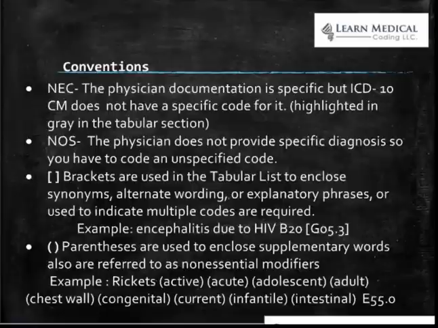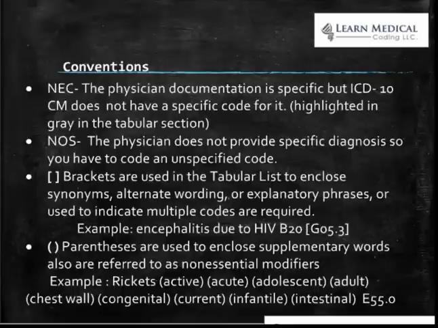Okay? These codes are as specific as the ICD-10-CM book allows, which means the physician documentation is specific, but if you look in the book, there's not a specific code for it within the ICD-10-CM book. Then you have the NOS code, which is not otherwise specified. Okay? What that means is the physician wasn't specific with the diagnosis, but the ICD-10-CM provides a specific code for that particular condition.